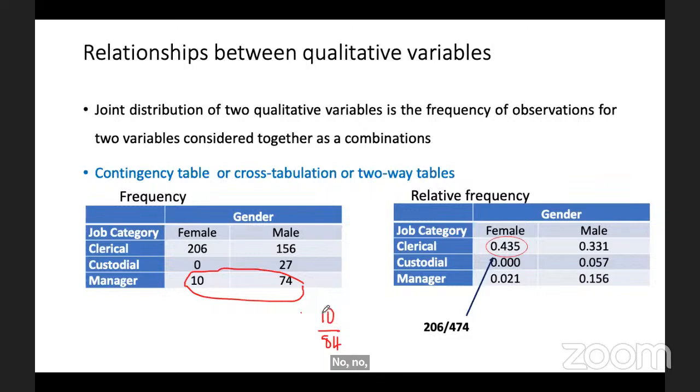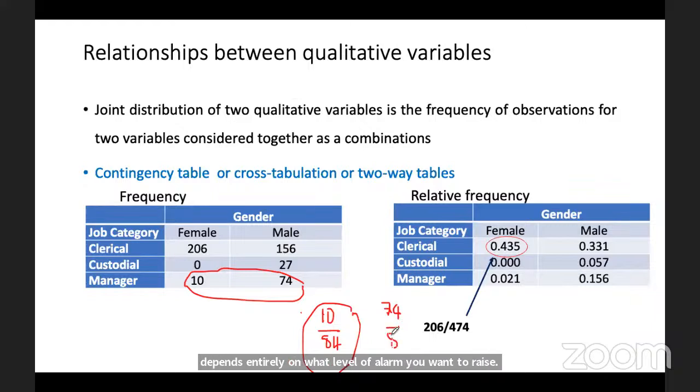So this is 10. Somebody may look at it from this angle, or somebody may look at it from this angle. It depends entirely on what level of alarm you want to raise. People who write newspapers know how to pick information. So the same information can be presented in two ways: one in a very mild way, another in a very, very tight way. Okay.